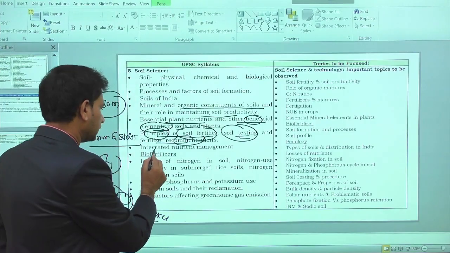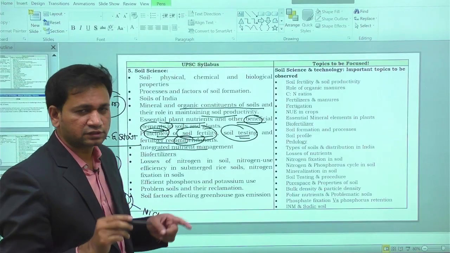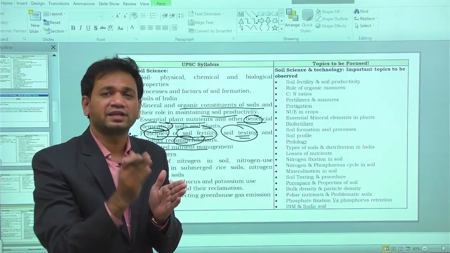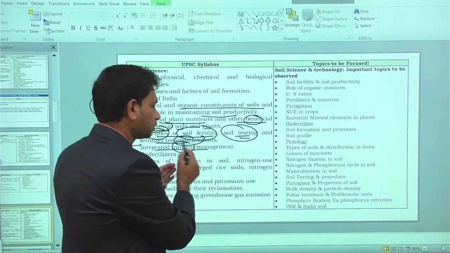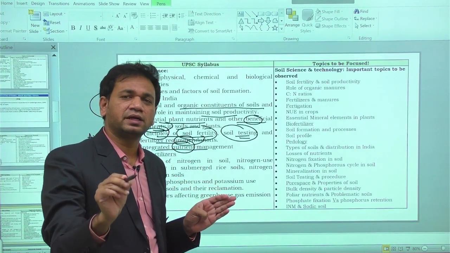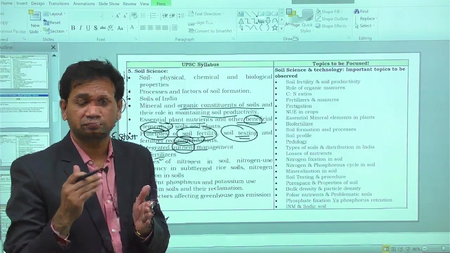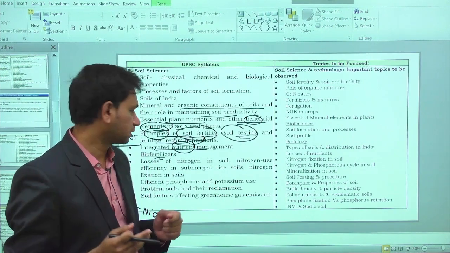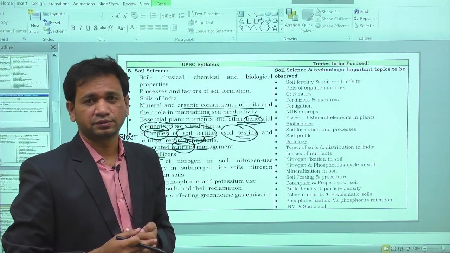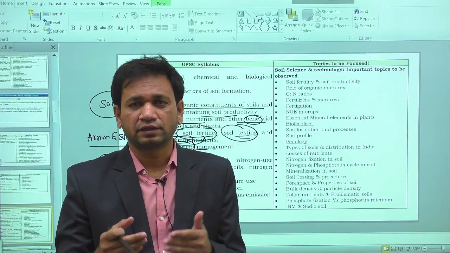Then we have integrated nutrient management. In integrated nutrient management, we blend both organic and inorganic sources to supply the nutrients in a balanced manner for growth and development. Then we have biofertilizers. Some are nitrogen fixing, some are phosphorus solubilizers and mobilizers, and some are growth promoting substances. There are different types of biofertilizers, available in solid or liquid or any other formulation.